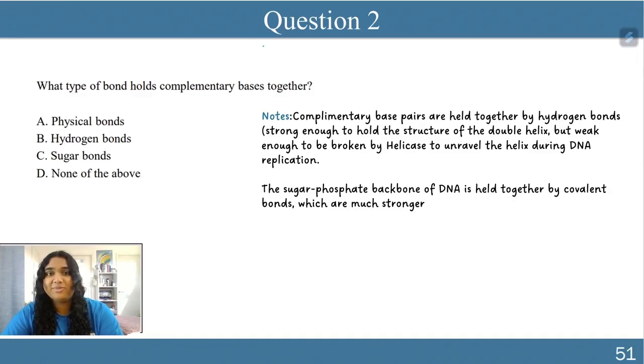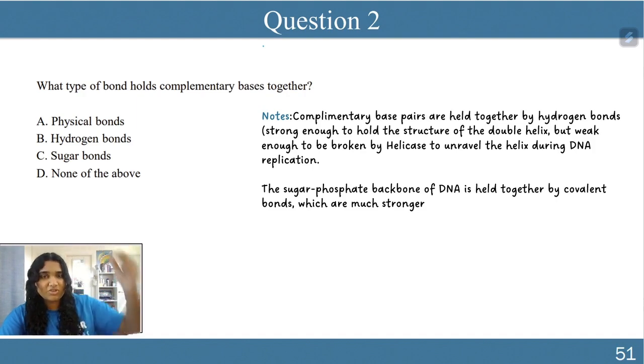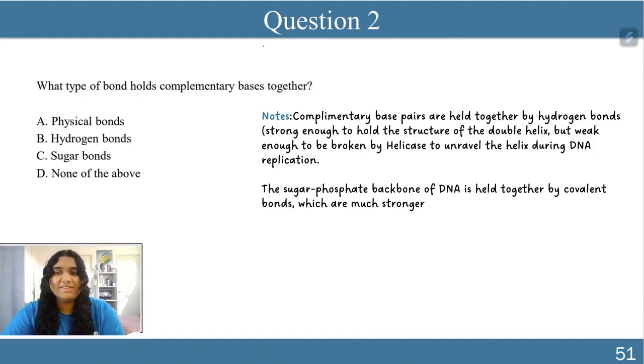Now, the sugar phosphate backbone, on the other hand, so the thing that's connecting the actual strand of DNA together, is held together by covalent bonds, which are much, much stronger. So if you remember the structure of a nucleotide, it is a deoxyribose sugar bonded to a phosphate and then bonded to a nitrogenous base. The bond holding the sugar and the phosphate group together is much stronger than the bond holding the two bases together between adjacent strands.